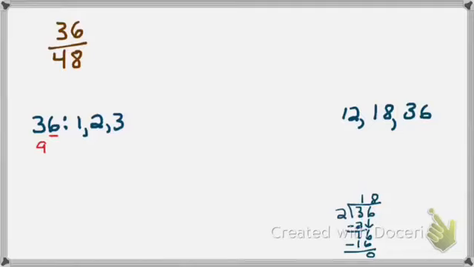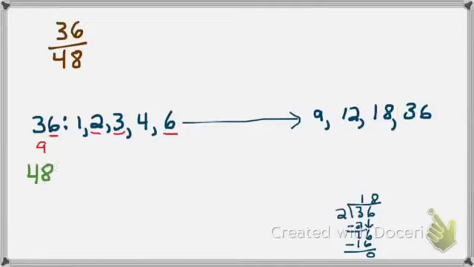Does 4 work? When I go through my 4 times tables, do I say 36? Yes, I do. 4 times 9 is 36. Does 5 work? Well, it doesn't end in a 0 or 5, so it can't. 6, ooh, I have a 2 and a 3, so it has to be divisible by 6. 6 times 6 is 36, and I never write a number twice, so I am finished.